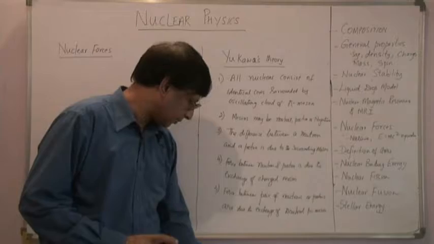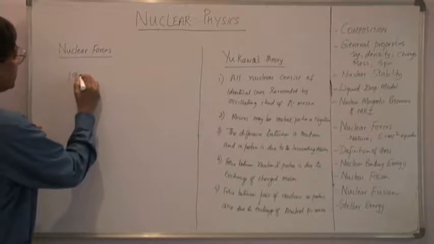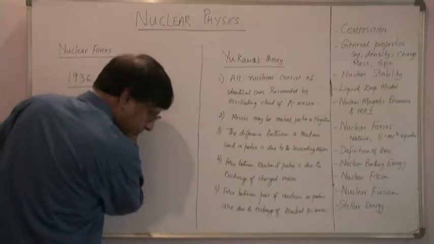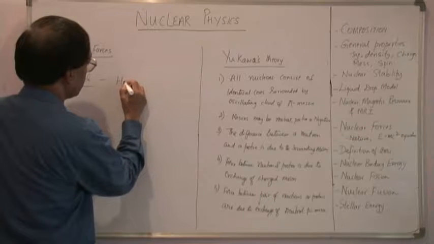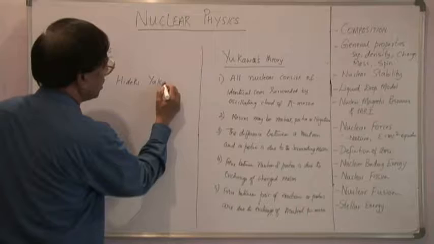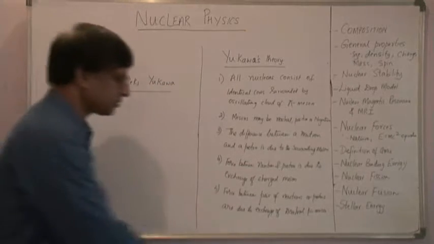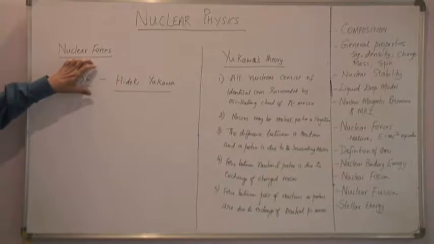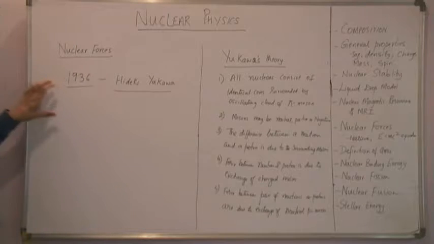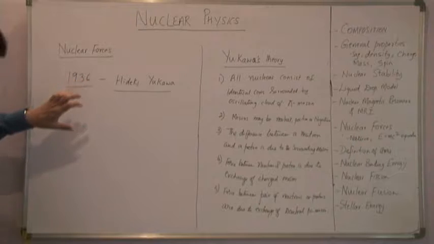So before that, let me say that it was in the year 1936 that a Japanese scientist by name Hideki Yukawa proposed a theory which explains the nuclear forces, basically, which accounts for the nuclear forces.